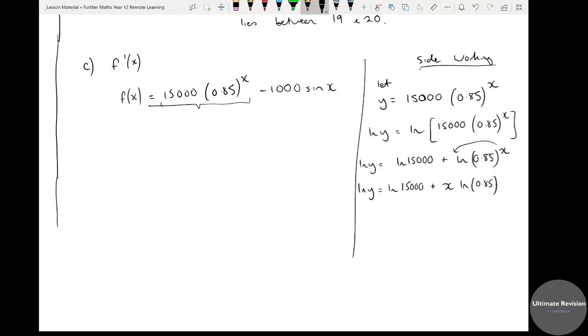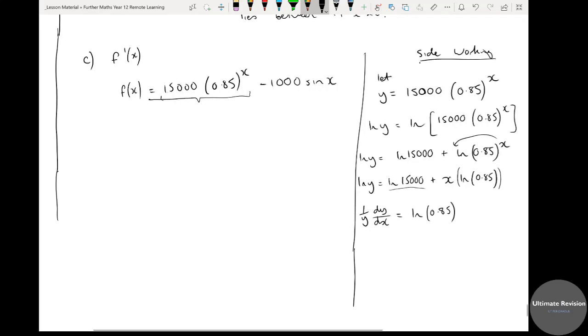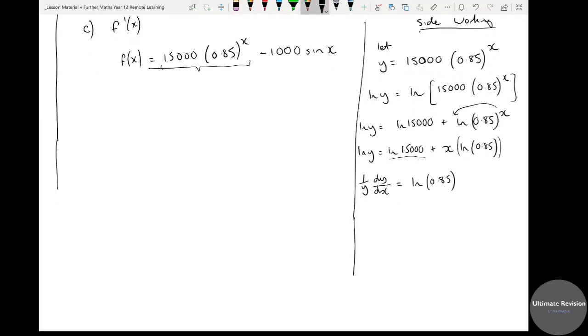Okay, I'm now going to differentiate this implicitly. So ln y becomes 1 over y dy dx. Ln 15,000, well, that just disappears because it's a constant. And this, we've got a constant times x. So constant times x just differentiates to the constant itself. Okay, so if I multiply both sides by y, I get dy dx, which is what I'm after, equals y ln 0.85.